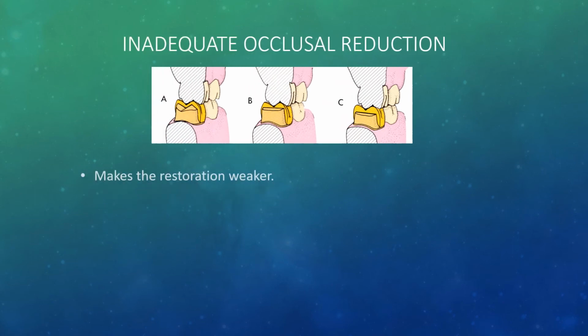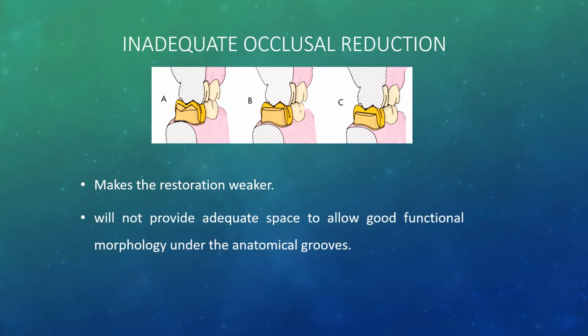So if you see in this picture, if you have not removed adequate occlusal tooth structure, what happens? It makes the restoration weaker. Next, it will not provide adequate space for the crown to be restored. There is no adequate space for build-up of ceramic. Then it will not be able to provide space for good functional morphology under the anatomical groups.